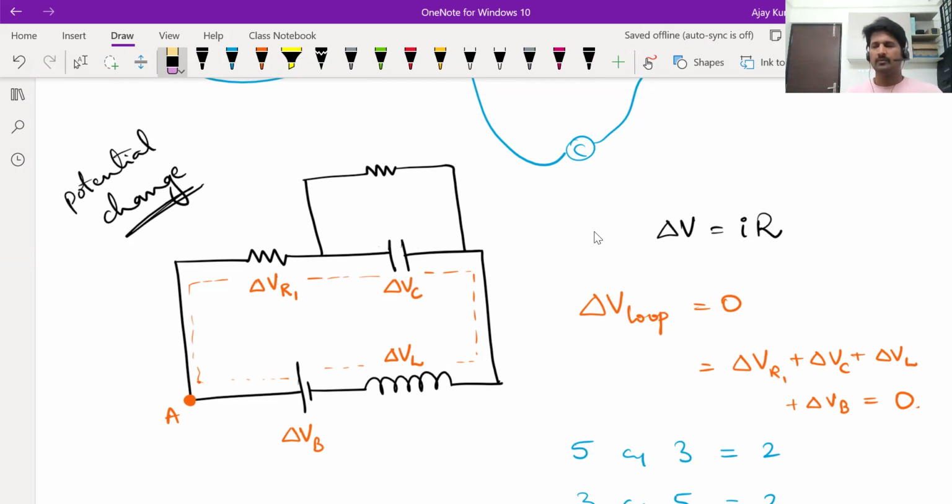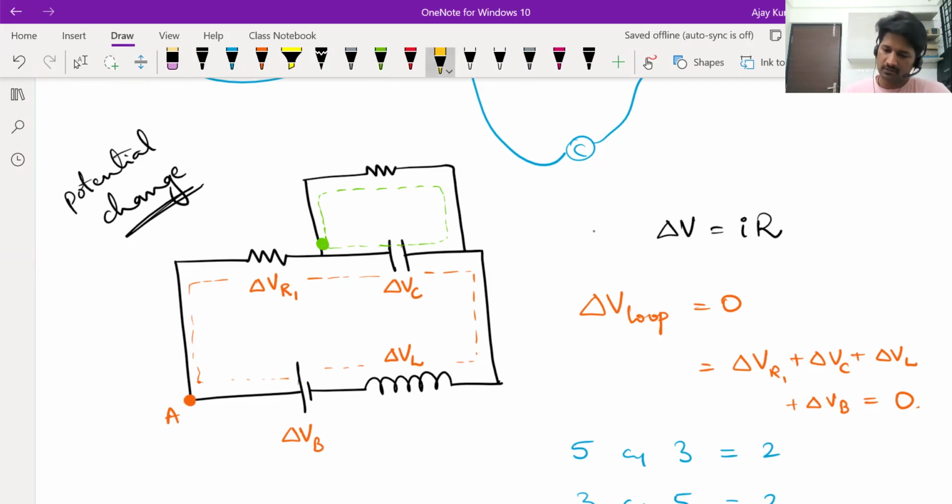Okay, and you can apply this to any loop of the circuit. Now we considered one loop here, the bigger one. You could have considered this smaller loop also. This smaller loop involves one resistor and one capacitor. Potential change across the resistor plus the potential change across the capacitor also will be zero if you return to the point where you start from.